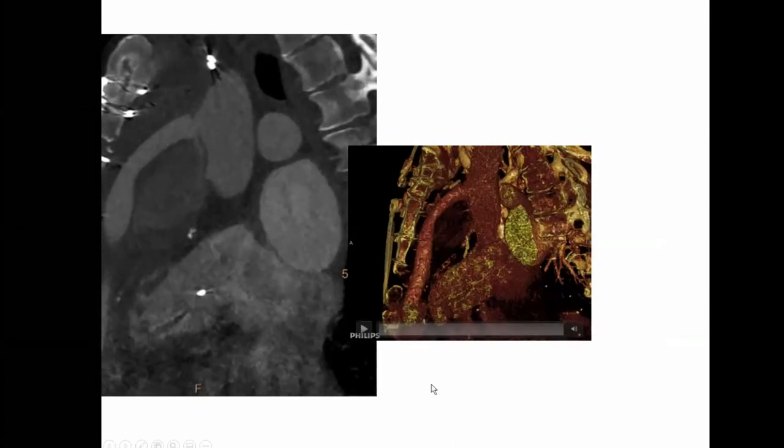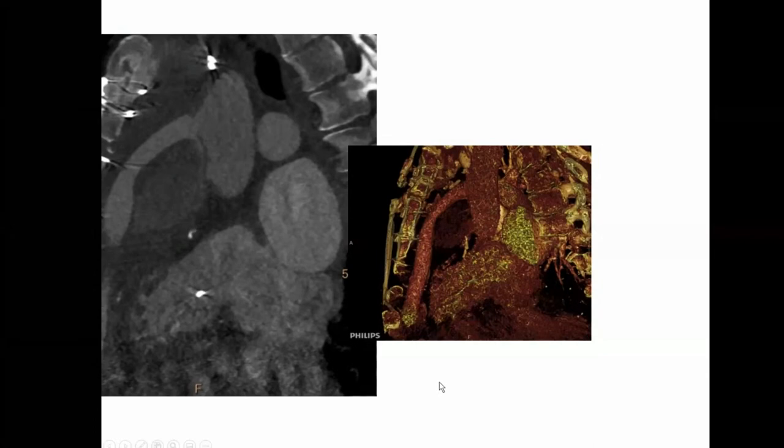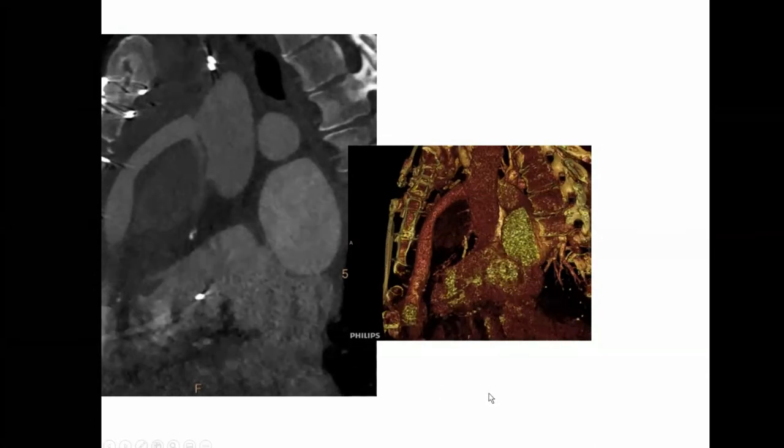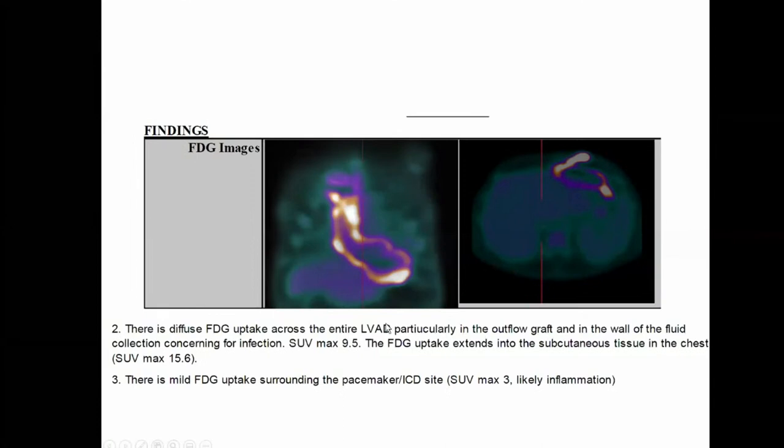And because of the history of recurring infection, a complication of mycotic aneurysm was suspected. And this is a beautiful study done by Dr. Amala, with which we're getting more and more experience. You see the entire LVAD structure has a very high SUV, and with very high uptake in that pseudoaneurysm. Unfortunately, because he also had multiple history of stroke, he wasn't a candidate for explant, so he's being treated with antibiotics.